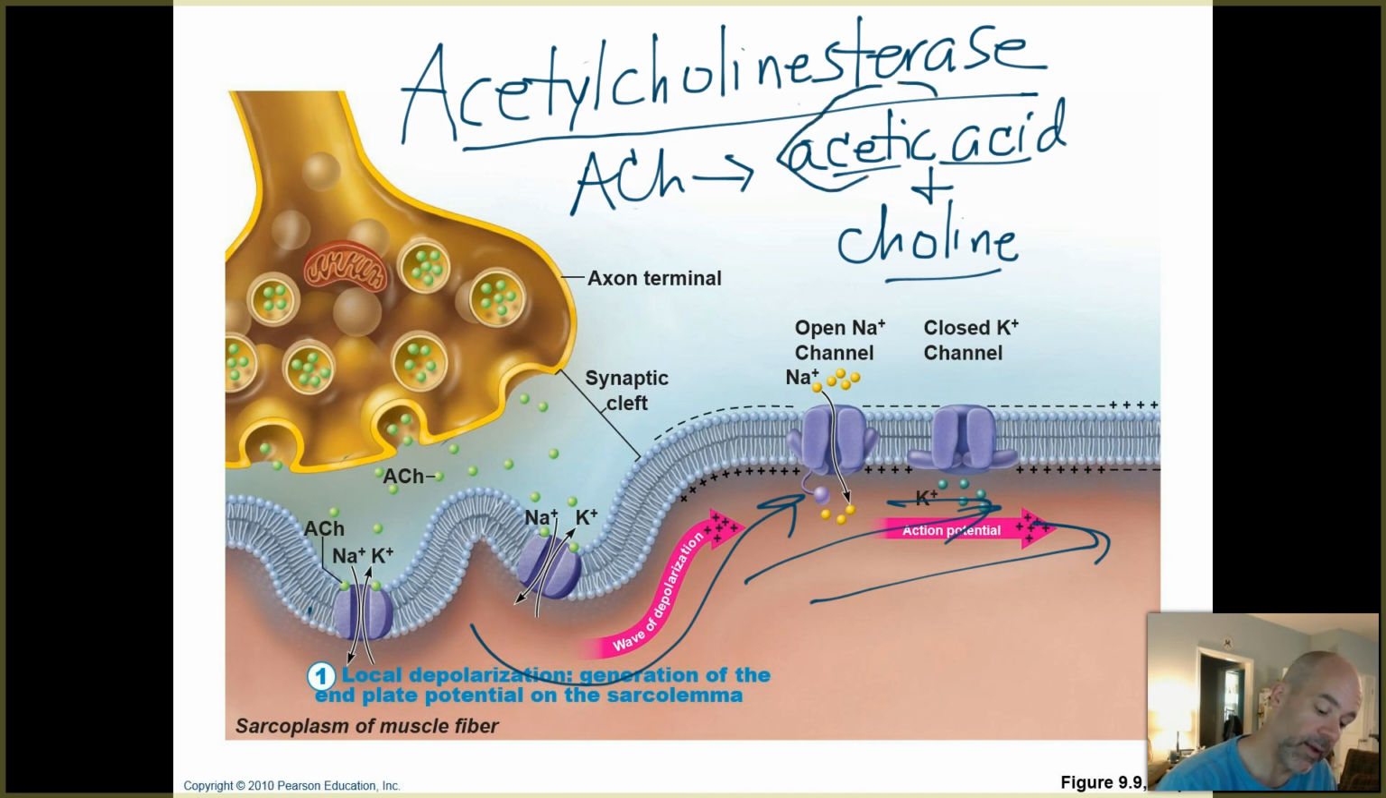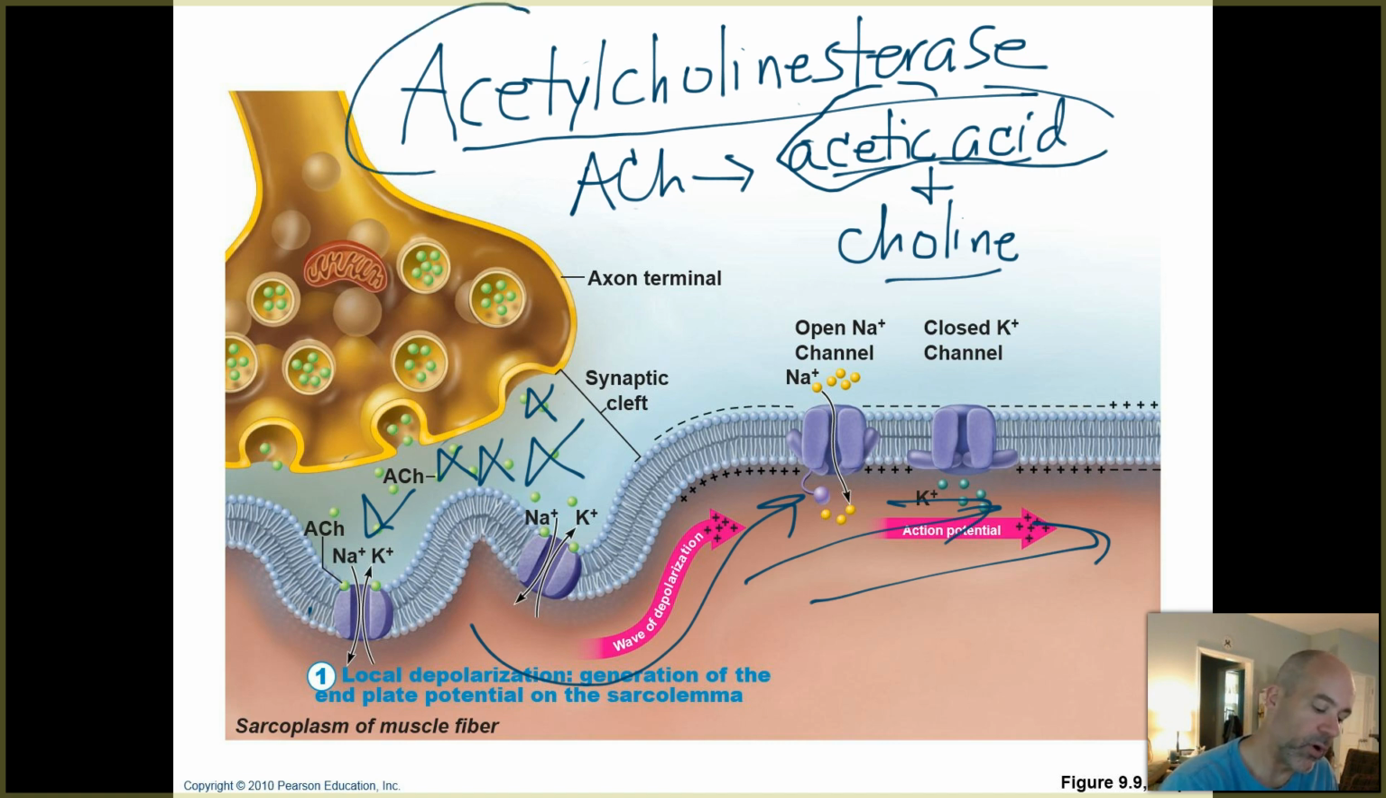Acetic acid, incidentally, is vinegar. Vinegar is just diluted acetic acid that we eat, but you also produce it inside your body as well. Okay, so once that happens, you're getting rid of these acetylcholine molecules. They get degraded, and then the motor neuron quits stimulating the muscle fiber to have an action potential on it.